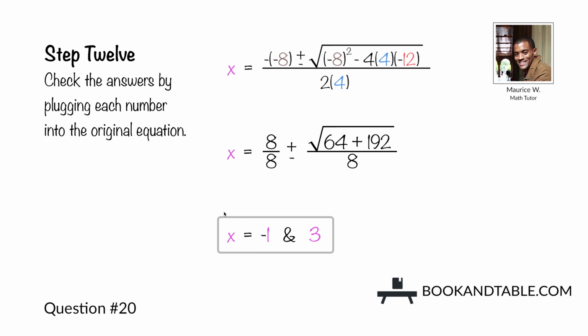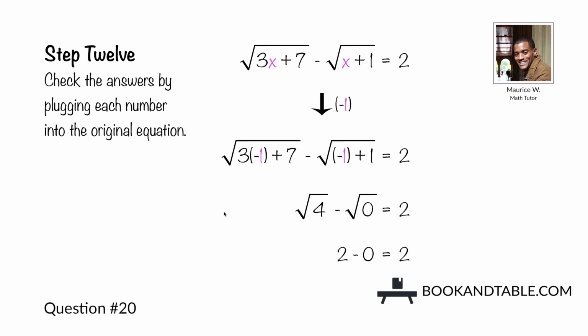Then the last step, step number 12, check the answers by plugging each number into the original equation. So we'll test negative 1 first. 3 times negative 1 is negative 3, plus 7 is positive 4. The square root of 4 is 2. Negative 1 plus 1 is 0. The square root of 0 is 0. So we wind up with 2 minus 0, which is 2. And since 2 is equal to 2, that confirms that x does equal negative 1.